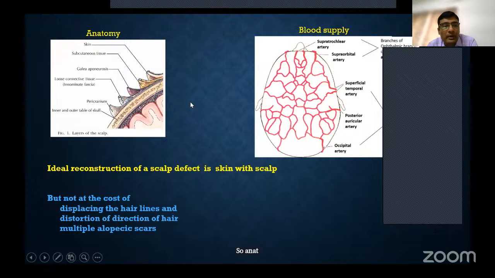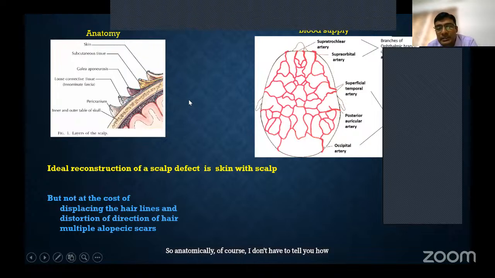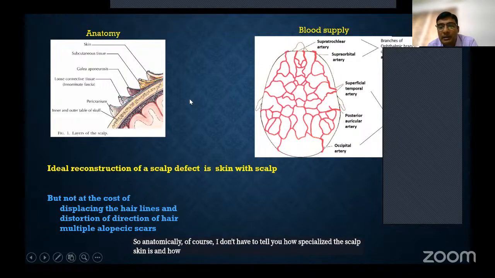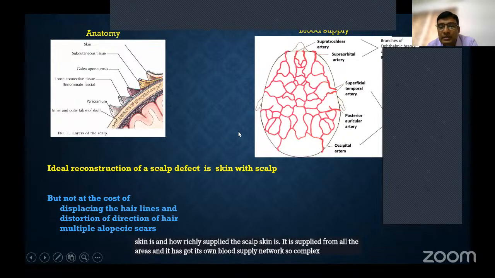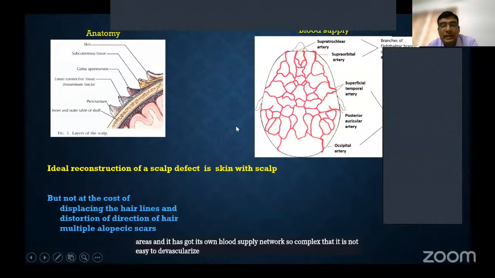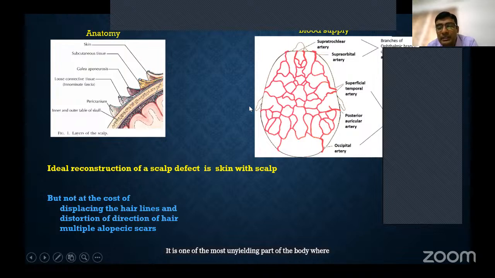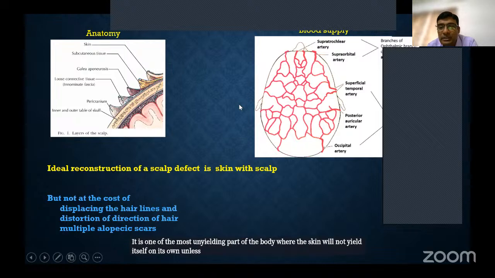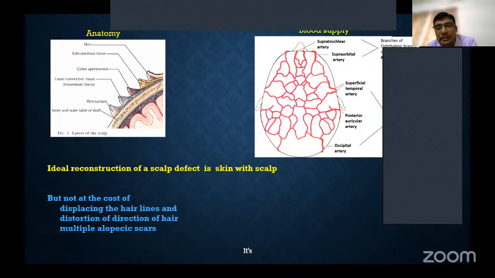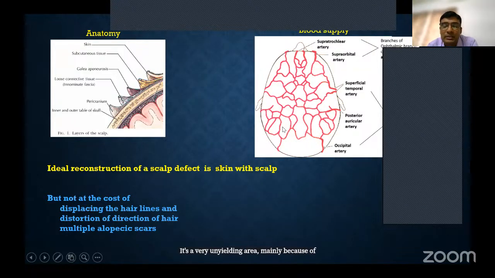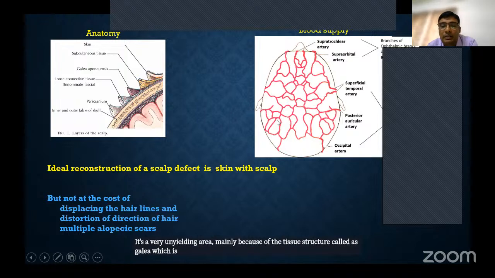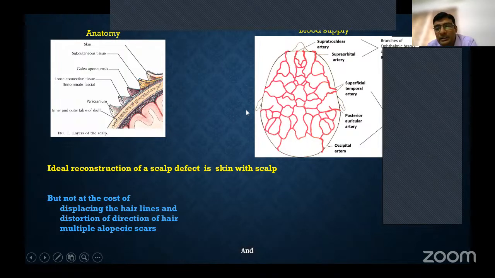Anatomically, of course, I don't have to tell you how specialized the scalp skin is and how richly supplied it is. It is supplied from all areas, and it has its own blood supply network, so complex that it is not easy to devascularize a scalp flap. Having said that, it is one of the most unyielding parts of the body, where the skin will not yield on its own unless you do certain procedures by which it can stretch itself. It's very unyielding mainly because of the tissue structure called the galea, which holds things in place.